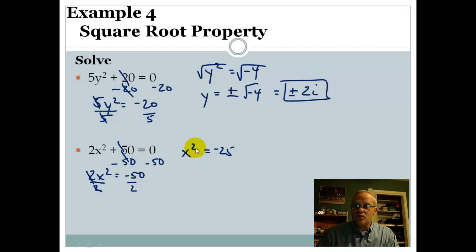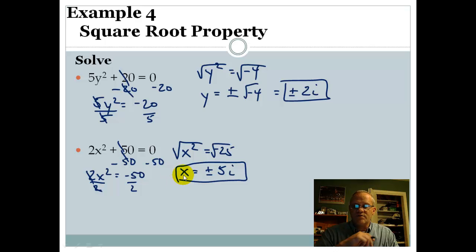Let's undo the squared. So we take the square root, take the square root. So I have x equals, remember, plus or minus, square root of negative 25. You know what that's going to be? The square root of negative 1 is i, the square root of 25 is 5, so this will be plus or minus 5i. That would be our answer there.